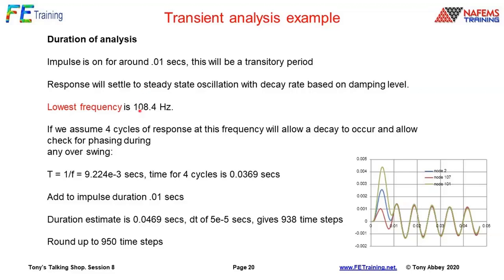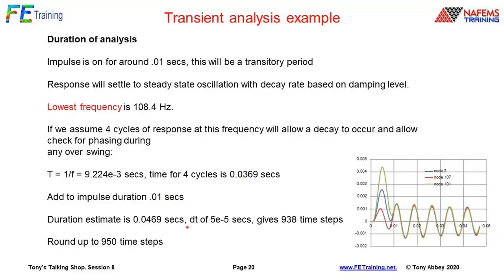Now I use the lowest frequency, 108.4. And I typically use 4 cycles of response with damping that allows that decay to occur. And I can check to make sure I don't overswing somewhere during those four cycles. So again, the lowest frequency of interest, turn it upside down, gives me a time period. I want 4 of those. So 4 of those gives me this time period. Add that to my loading time period, and then my duration estimate is this value, 0.0469 seconds.